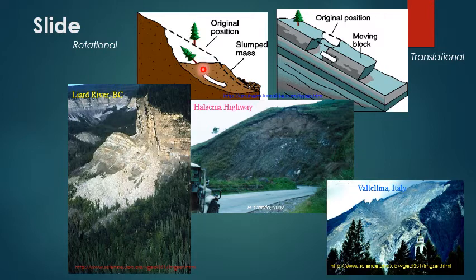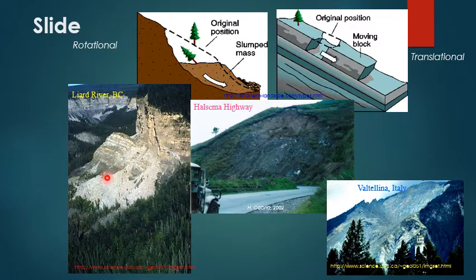Translational landslide is where the landslide mass moves along a roughly planar surface with little rotation or backtilting. Block slide is a translational slide in which the mass consists of a single unit like this, or a few closely related units that move downslope as a relatively coherent mass.